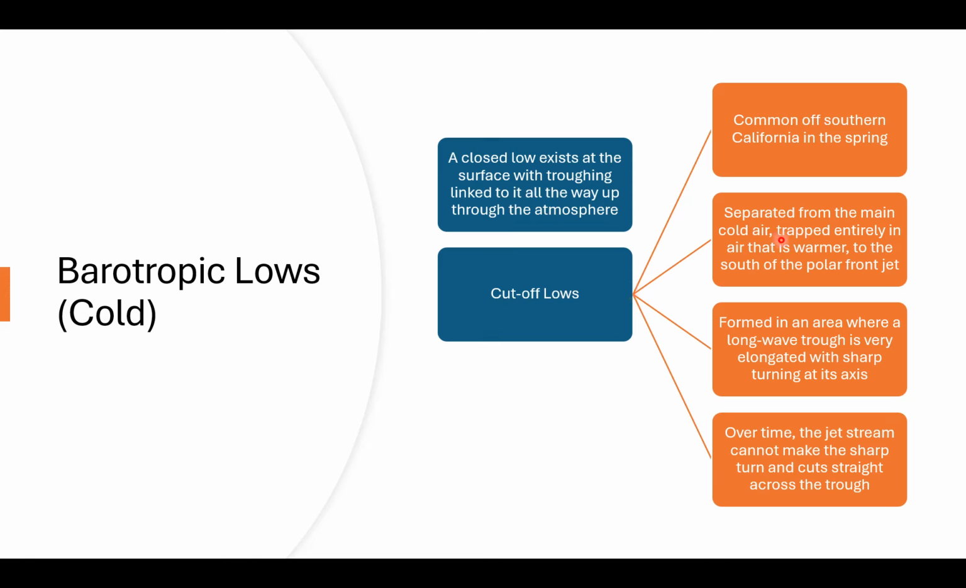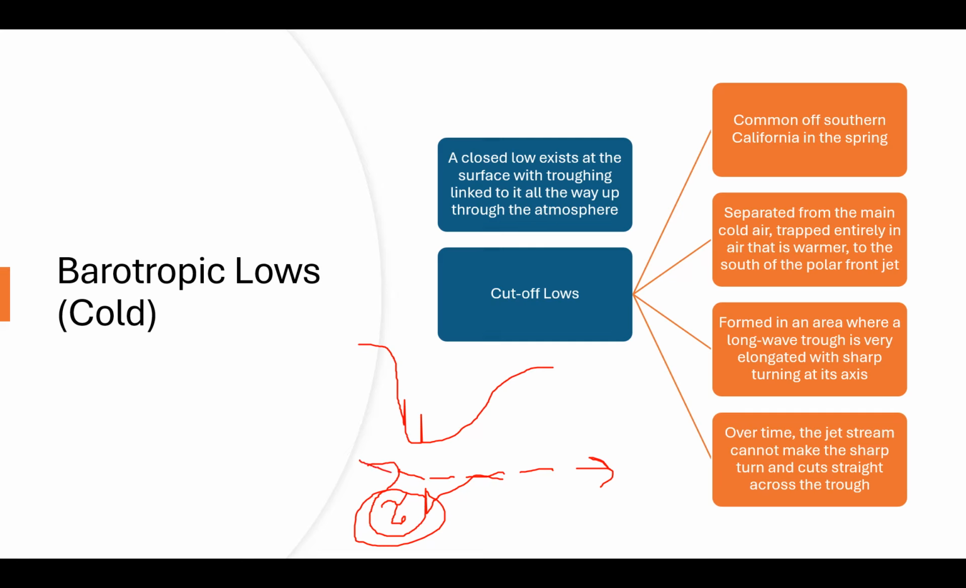Now they're separated from the main cold air, trapped entirely in air that is warmer, so it's south of the polar front jet. Let me draw that up for you here. All right, so you have your main jet stream. Initially it's going to be doing something like this, but over time, this trough is so deep that it's going to leave an area of low pressure back here in the southwest portion of the trough. The jet stream is then going to reorient itself north of that low. Okay, so it's going to leave a cutoff low, a closed upper low, cold core in nature. What do we mean by cold core? We mean the coldest temperatures are at the center of this thing.